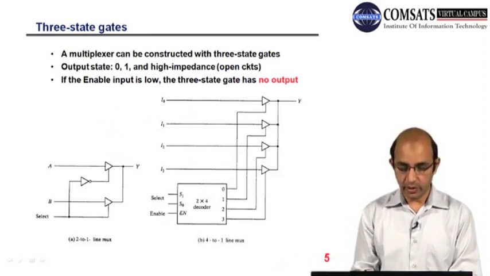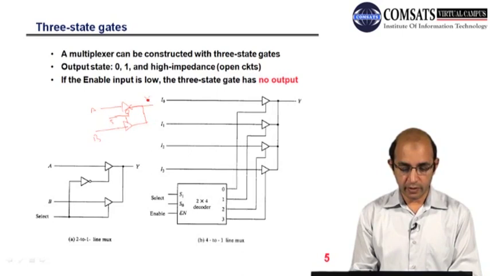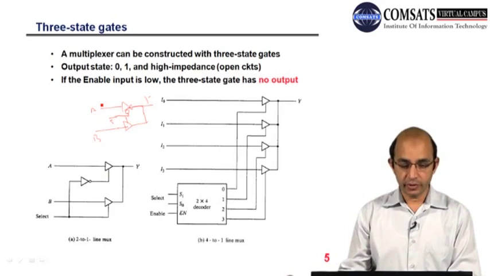So if I talk about the three-state gate, right, here I have a three-state gate, and again here you have another gate. If I complement this, and this is the direct, this is the select, and this is A and this is B, and here we have the output Y. So this is the layout of two three-state gates, right. So here you can see we have the select.